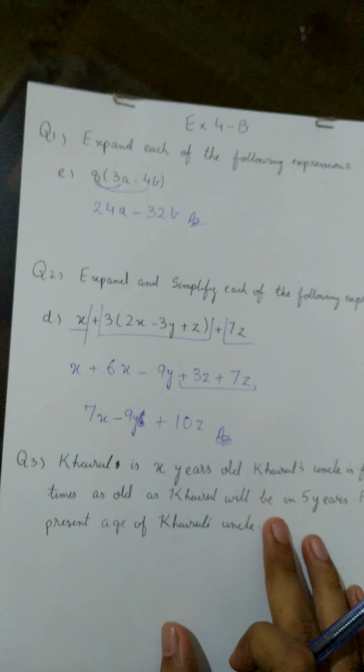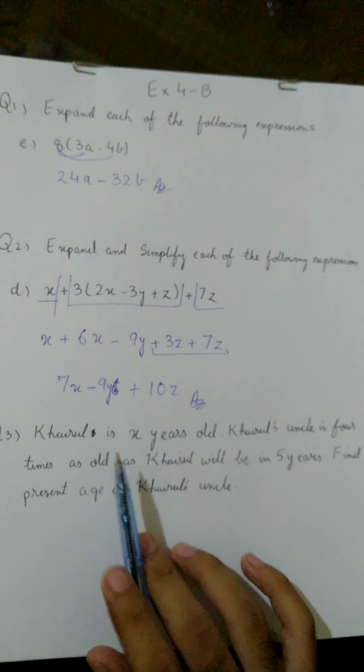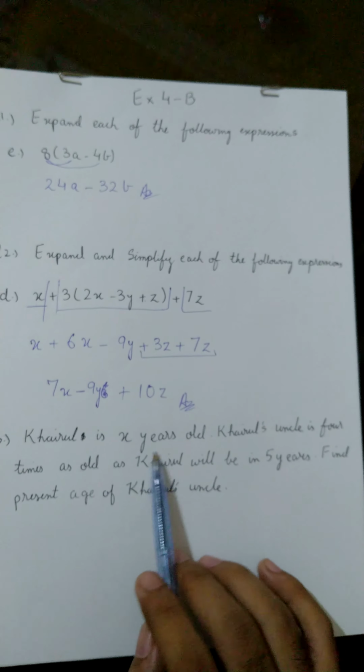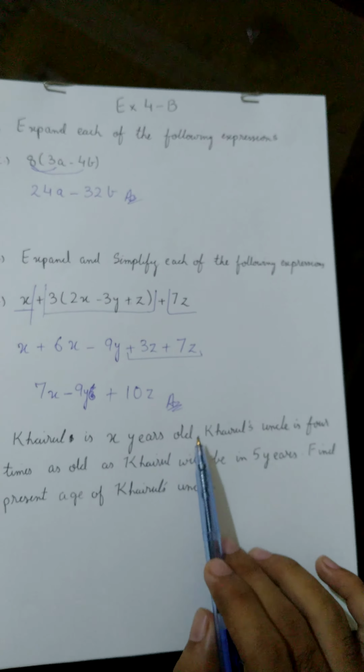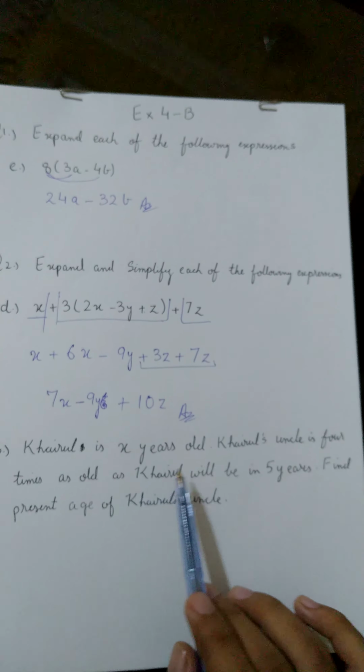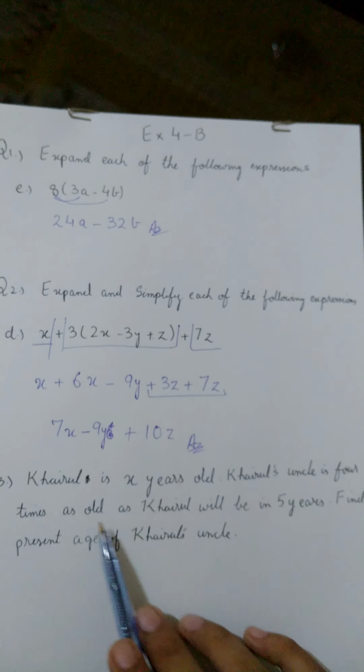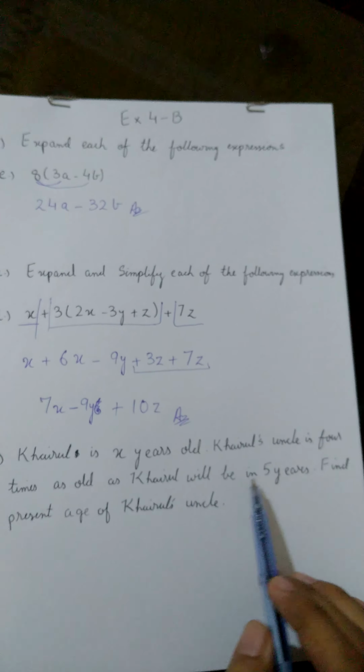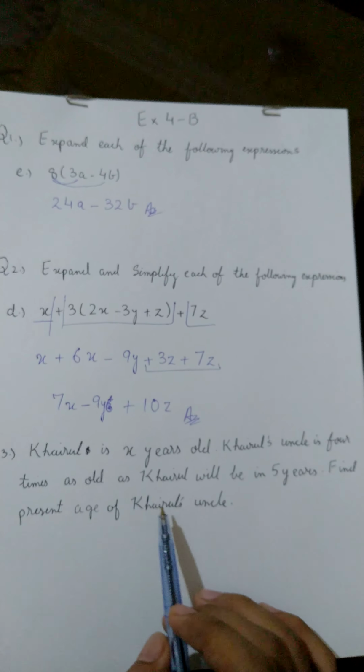Okay, so here we have question number 3. It says Khairul is x years old. The age of Khairul is x, and Khairul's uncle is 4 times as old as Khairul will be in 5 years. Find the present age of Khairul's uncle.